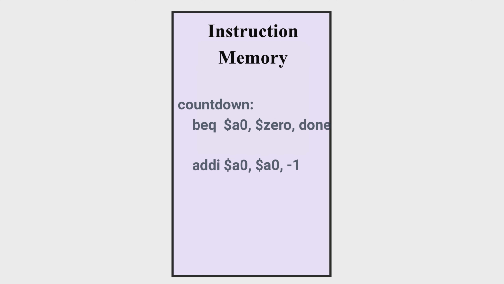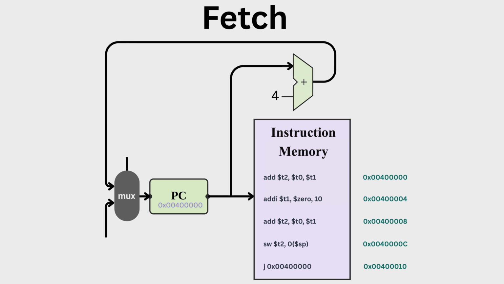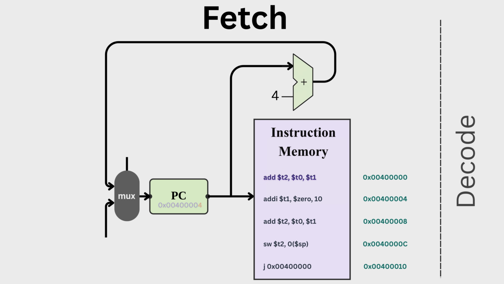Instruction memory is the part of memory that stores a program's machine code instructions. During the fetch phase, the address in the program counter is sent to instruction memory, which returns the instruction stored at that location. Simultaneously, the PC is sent to a 32-bit adder that adds 4, generating the address of the next instruction. The program counter is then updated with PC plus 4, ready for the next fetch cycle. The fetched instruction now enters the decode stage.